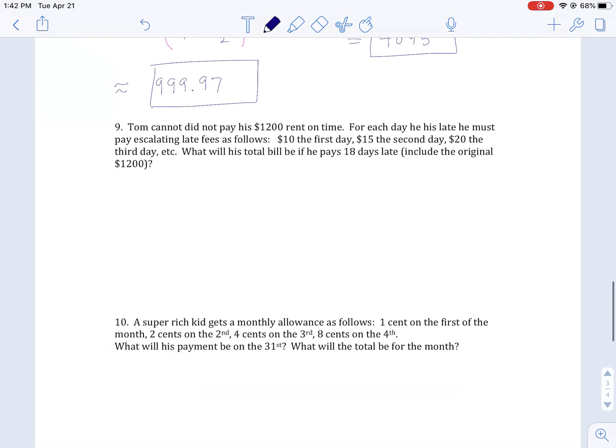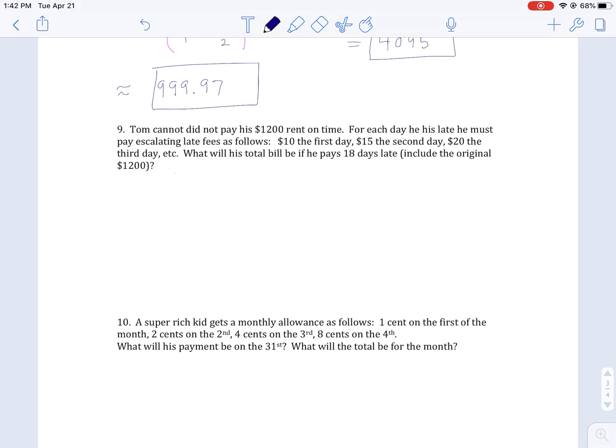Okay, and let's look at just 2 word problems. So here's Tom. He can't pay his rent on time. For each day that he is late, he pays $10 in late fees the first day, 15 the second, 20 the third. So his late fees are going to look like this: 10 plus 15 plus 20, and so on and so forth. The first thing you have to determine is if it's arithmetic or geometric. Of course, it's arithmetic because I'm adding every time. I'm adding by 5, so the common difference is 5.